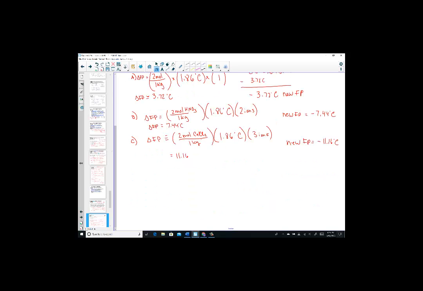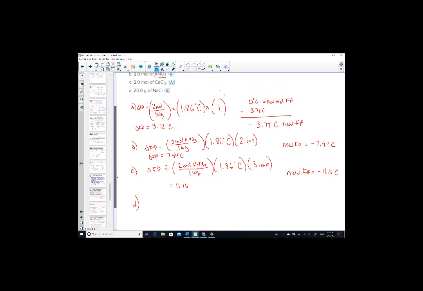Brr, that's getting cold. And of course, letter D, this is the one where we were given grams of sodium chloride, 20 grams of NaCl. Remember how we divided that by 58.5, which was the molar mass? And when we did that, we found the moles of salt to be 0.342. And that kilogram of water times 1.86, times 2 ions.